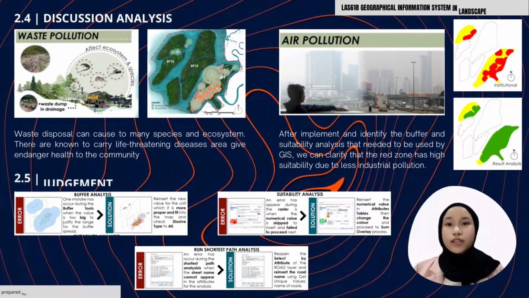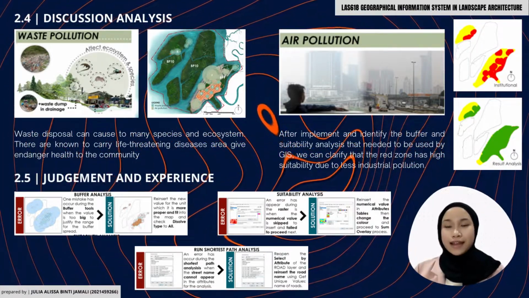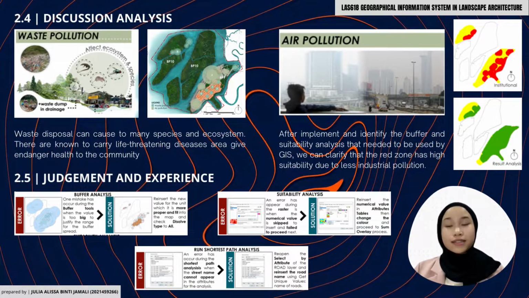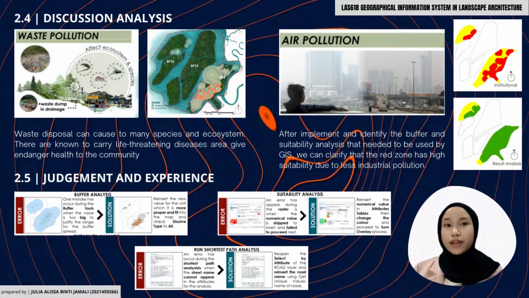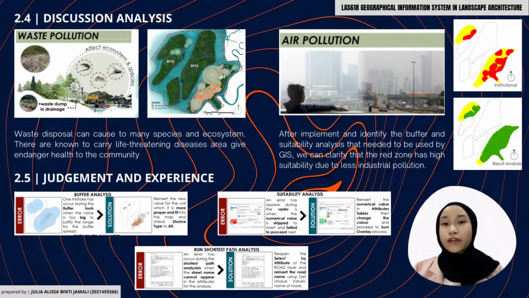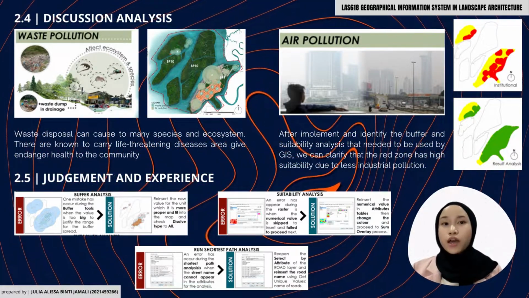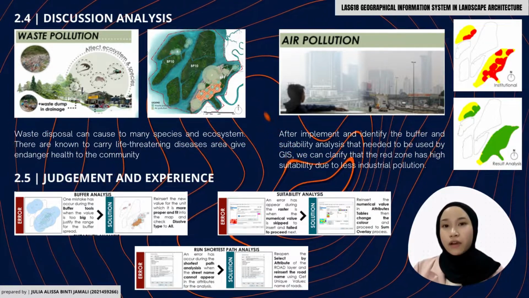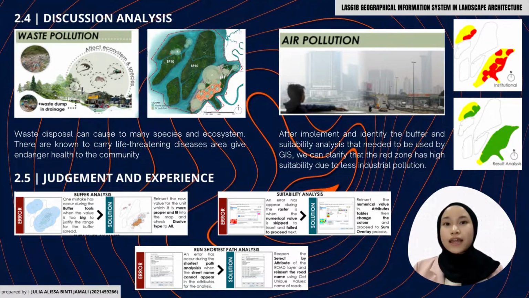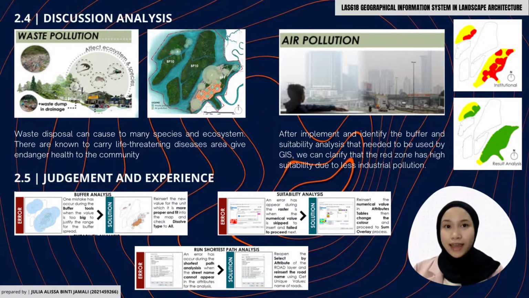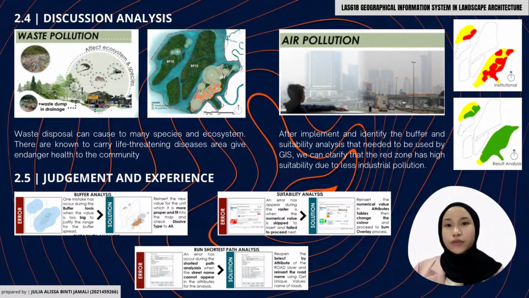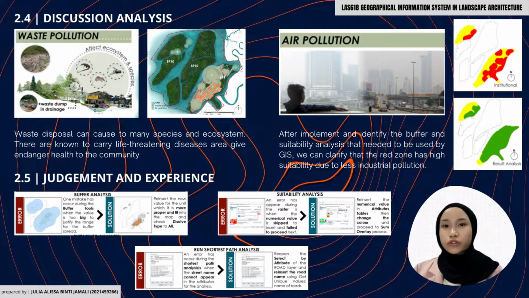This discussion involves the final result of 3 GIS analyses, which are buffer analysis, suitability analysis, and terrain analysis. All these analyses are created to indicate the main purpose of this project. For the air pollution issue, after implementing and identifying the buffer and suitability analysis that needed to be used in GIS, we can clarify that the red zone has high suitability due to less industrial pollution.